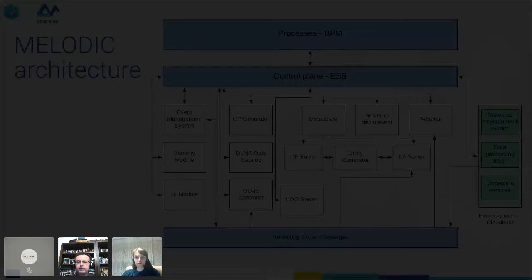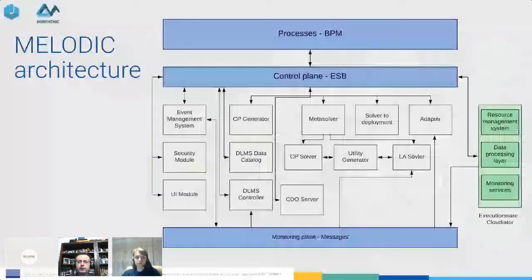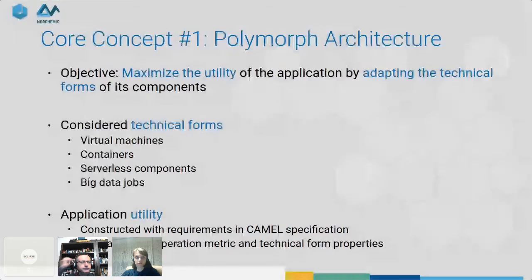Here is a very brief architecture of Melodic. You can go to our webpage to get more documentation and information about that, but more or less it looks like this. We fully support the microservice architecture, with the control plane using the REST protocol and the monitoring plane, which uses ActiveMQ for moving the monitoring metrics and values. So that's the Melodic platform, but it's not enough.